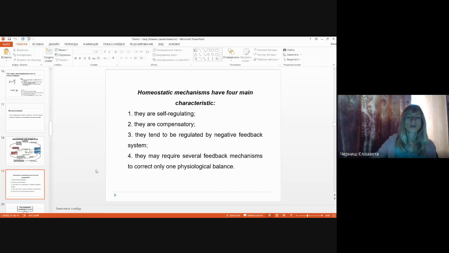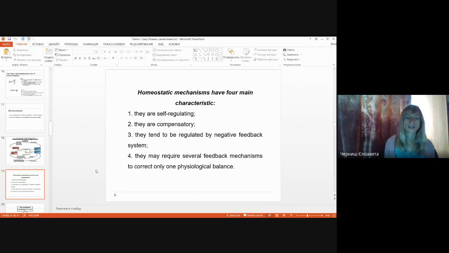And the homeostasis mechanism has four main characteristics. First of all, it's self-regulating, with compensatory effects, changing to restore regularity by a negative feedback system, and it requires several feedback mechanisms. So we need to understand this as forming a physiological balance.